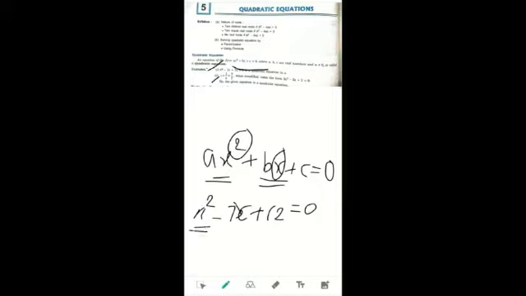Okay, so in this equation, totally we have three terms, and the highest power we have in the first term, it is x square. So that's why this kind of equation we can simply call a quadratic equation.